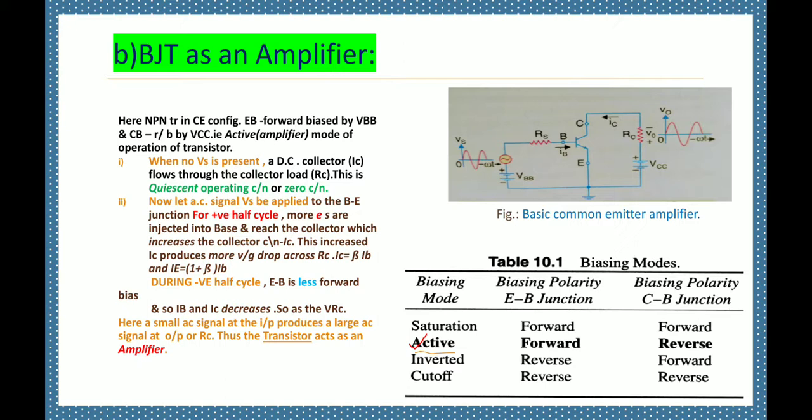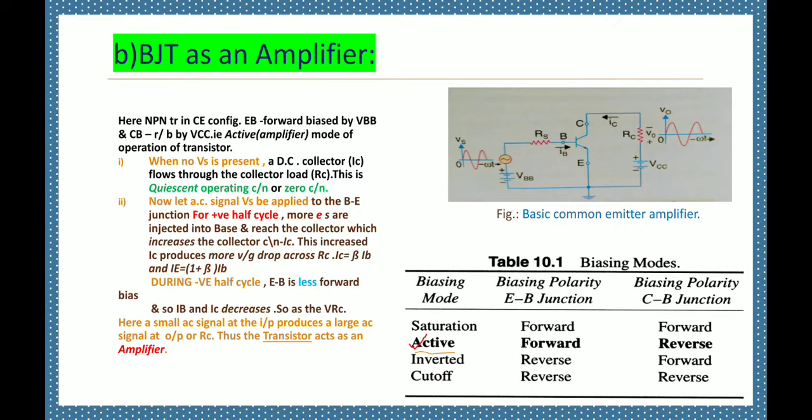What happens when the negative half of the input is applied at the base of the transistor? For the negative half of the input, a lesser number of electrons are injected, and hence IB and IC both decrease, and hence the voltage across RC, V0, decreases.